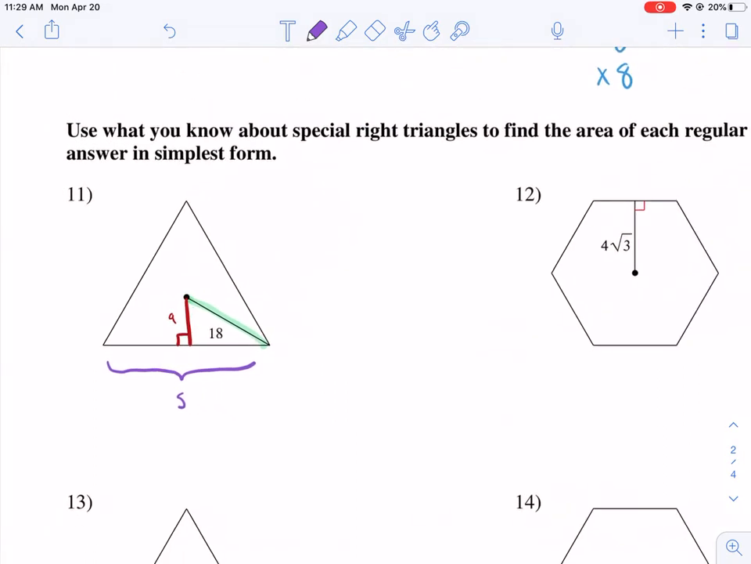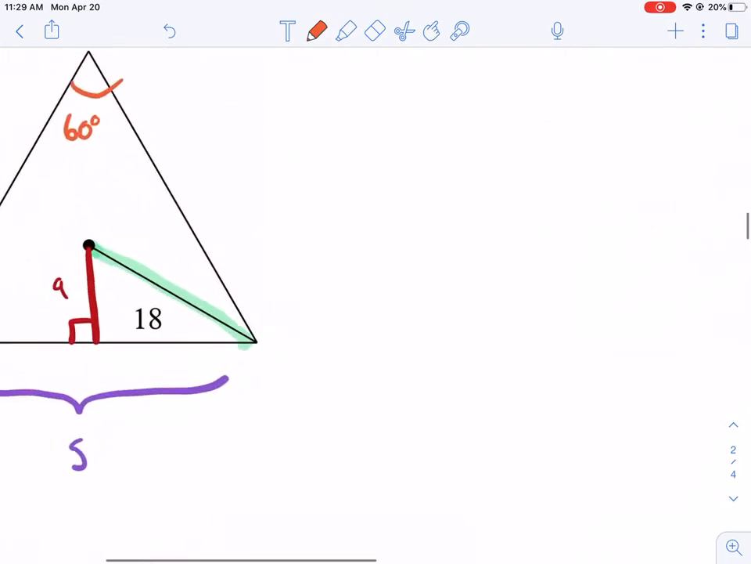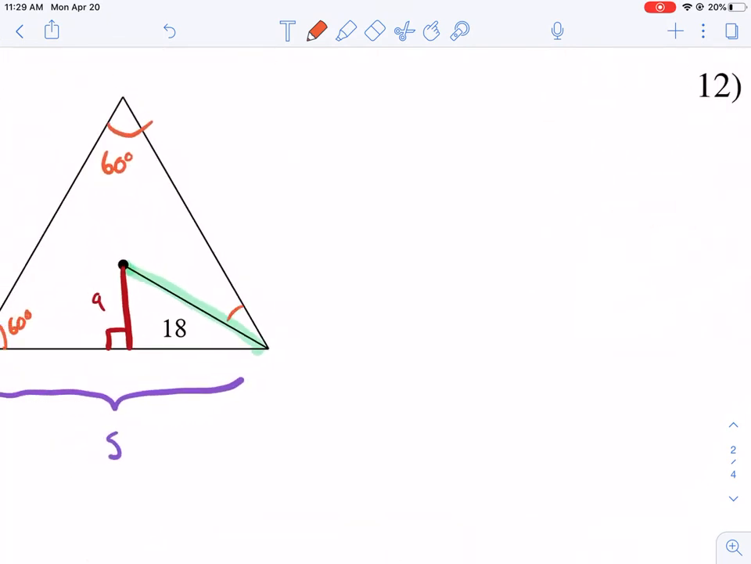Now, the key to these problems is that for all these regular polygons, the angles are all the same for each triangle. So for each shape, they're all going to have congruent angles. So that's 60, that's 60. The third angle is 60, but this is splitting it into 2, so this is going to be 30, and this is going to be 30. Now, this is 30 right here, and this is 90. That means this angle has to be 60. Now we have a 30, 60, 90 triangle.